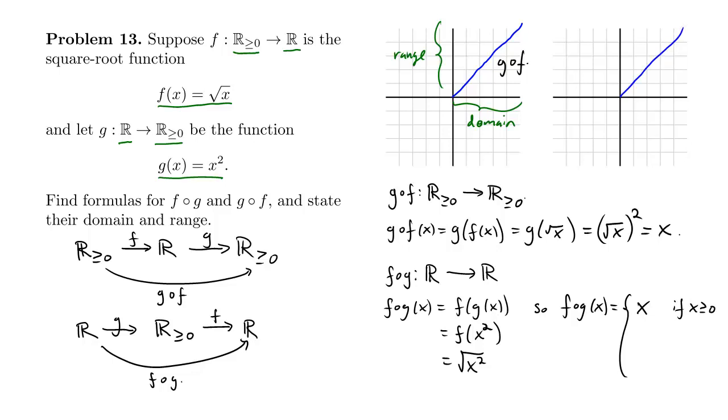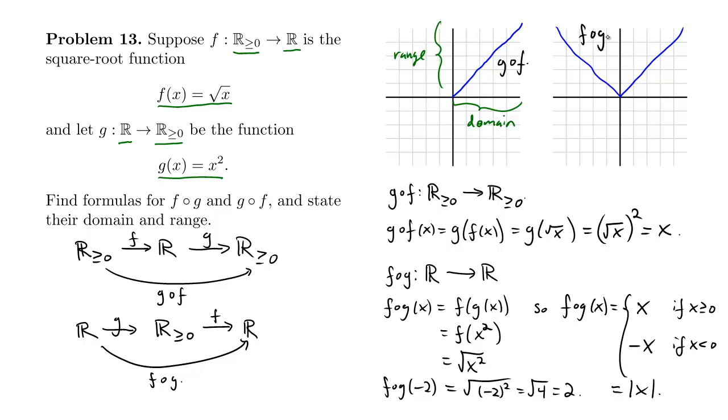Now, what happens if we put a negative value into the square root of x squared? Let's try with negative 2. The square root of negative 2 squared is the square root of 4, which is positive 2. Notice how this flipped the sign of the original value. So f of g of a negative value is negative x. Let's draw this portion of the graph. You may recognize this function as the absolute value of x. That's our formula for f composed with g.